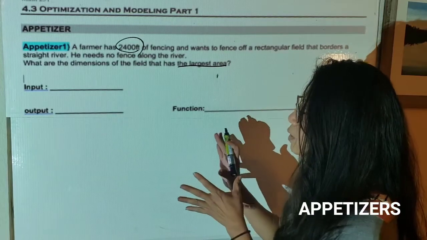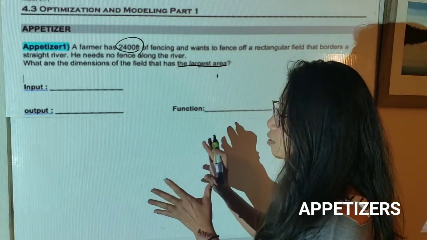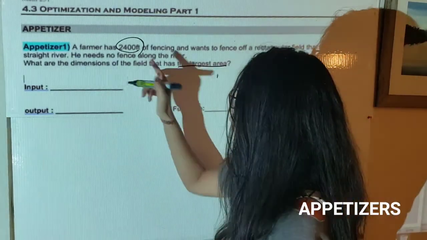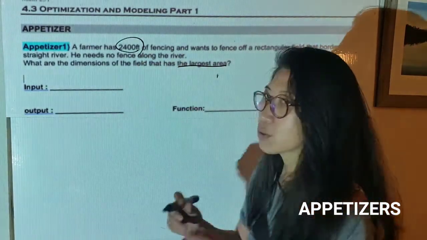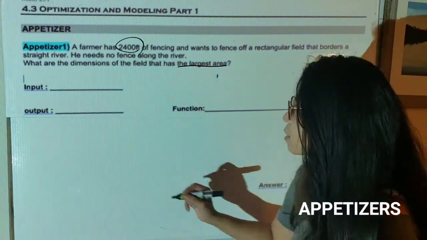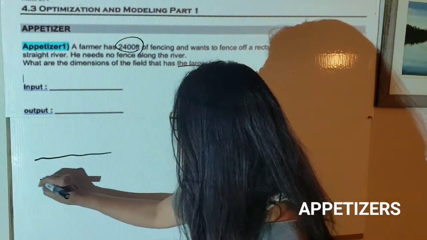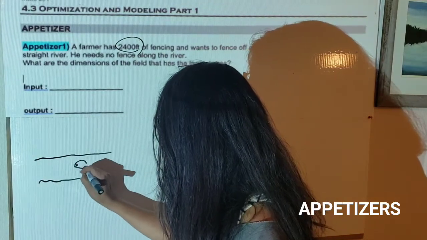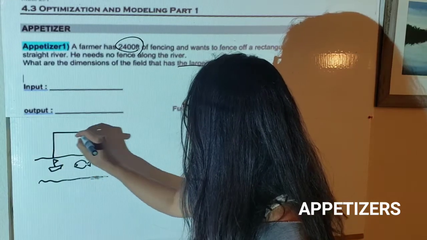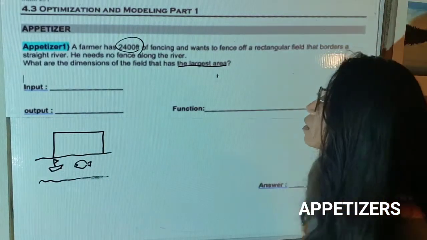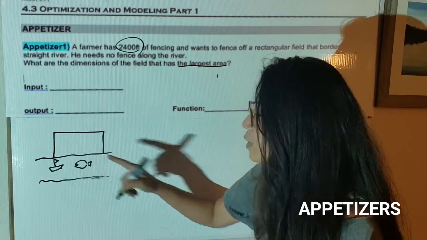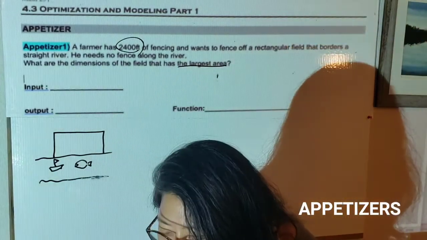Now, if you don't get it when you read it, let's get the clue of what's going on by drawing a figure. The farmer has 2,400 feet of fencing, so the total fence length he can use is 2,400, and he wants to fence around. One side is a river. Here's a river, there's a fish, and there's a boat, and he'd like to fence around like this, 3 sides. There's no fence along the river, and the total of these 3 sides is 2,400.